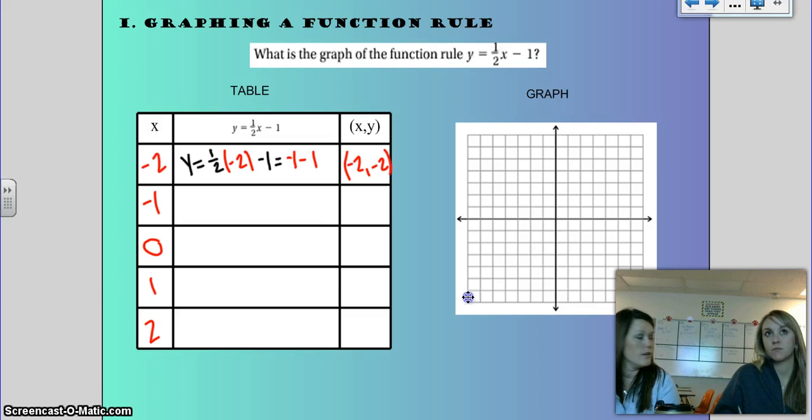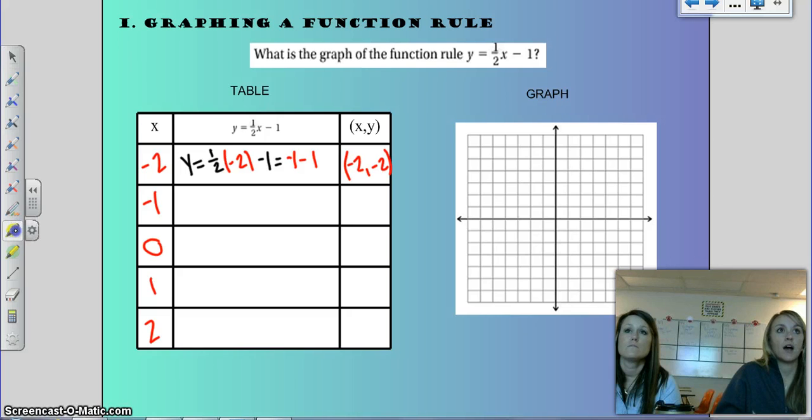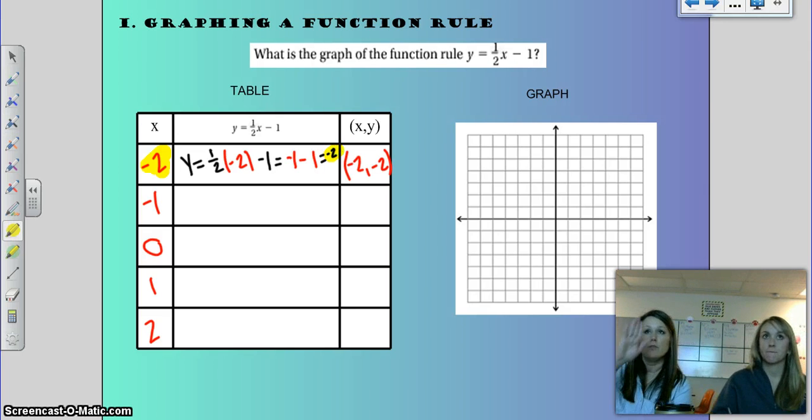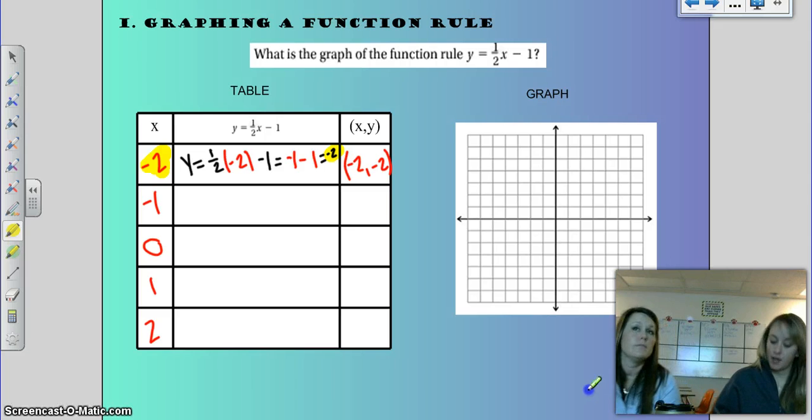So where'd you get that second -2 from? I used this as my x value, and then this was my y value. Okay, so I see, x, y. Got it. Okay, so now let's plug in -1. Oh, you're going to graph it first? Oh, no, I wasn't. I just happened to be over there.